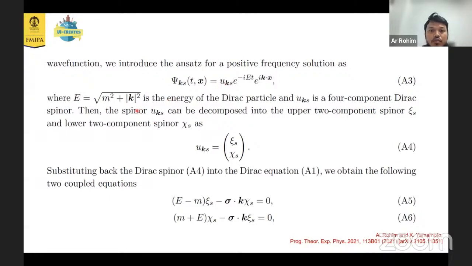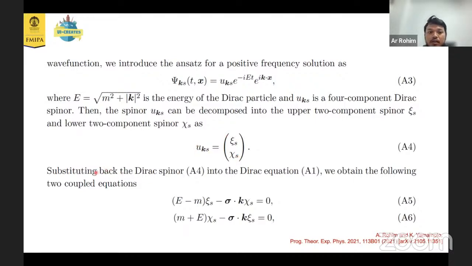And then to solve, we further decompose u into the upper 2 component spinor, for example here is phi, and the latter 2 component spinor is chi. So it can be written something like this. Actually, you can also introduce other symbols, but here we use phi and chi: phi as the upper 2 component spinor, and chi for the lower 2 component spinor. So in total, we have a 4 component Dirac spinor.